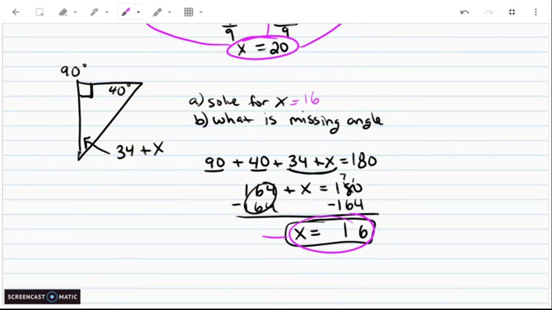But now I need to substitute that in here and see what is 34 plus 16. And if you do 34 plus 16, 6 and 4 is 10. So then you have 3 plus 1 is 4, so that equals 50. So this whole thing here equals 50.